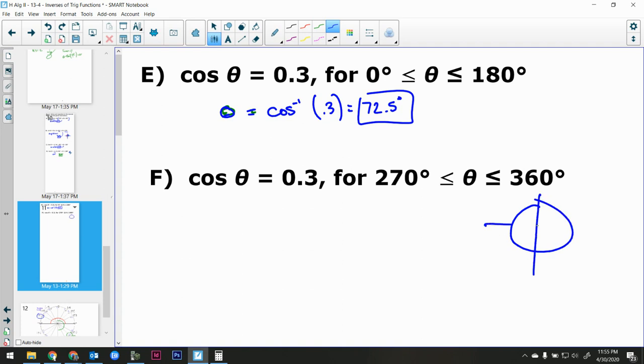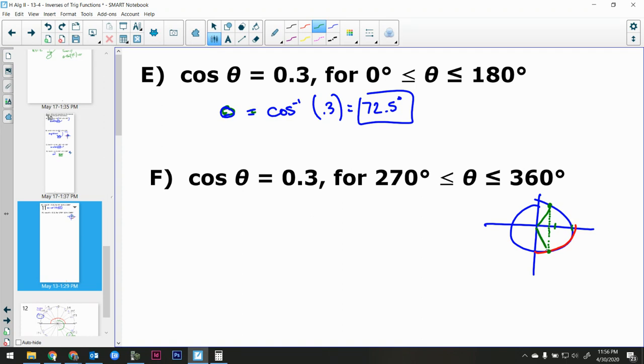Think about your unit circle. If I only want 270 to 360, here's 270, here's 360. So I only want down there. Now, think about where 72.5 degrees is. It's right here somewhere. I'm guesstimating. But the cosine value is 0.3. Think about this. This is 1/2. This is 1, right? So 0.3 would be somewhere around there. Where's the only other place with that x value? Right here. So it is defined.